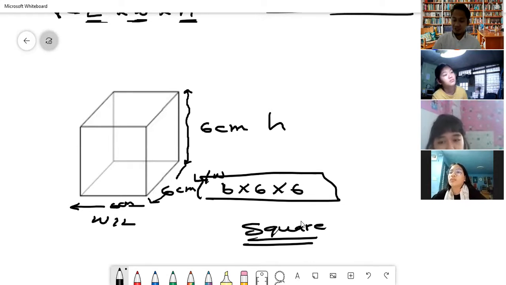So if the sides are not equal, that is not a square. Am I right, Natanitsa? It is not a square if the sides are not equal. Very easy to understand, no?